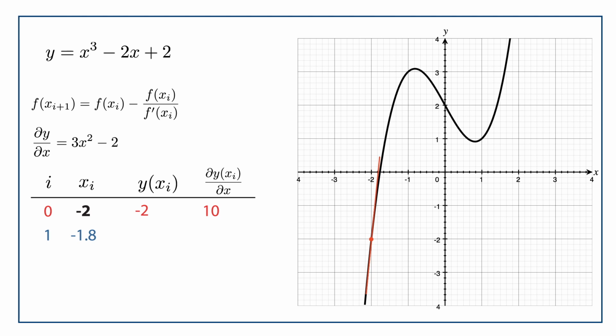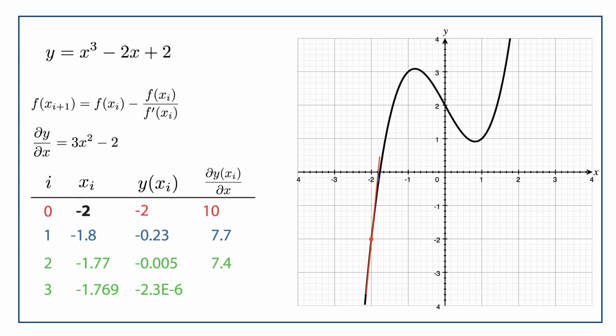In this case, minus 2 minus minus 2 divided by 10 gives us minus 2 plus 0.2, which is minus 1.8. Then we can evaluate the result for that guess and find that it's just a little less than 0, minus 0.23, and the gradient is 7.7. So we've gone from being out by 2 on y to being out by just 0.23. In some sense, we've got about 10 times better in our estimate, just in our first go.